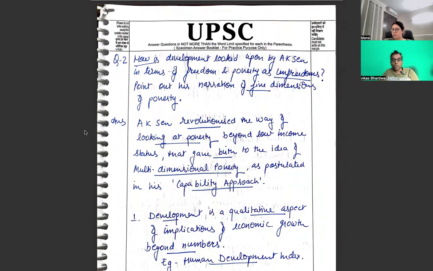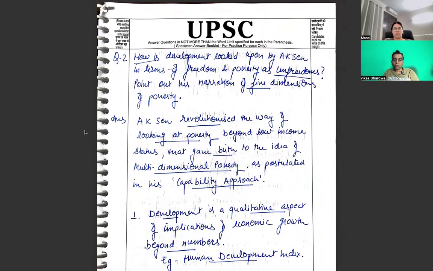Okay, let's see how development is looked upon by A.K. Sen in terms of freedom and poverty as unfreedoms. Point out his narration of five dimensions of poverty. So if one is aware of it, one can write. If one is not aware of it, one cannot write. As simple as that. That showcases that questions come up from different parts of the syllabus. We are covering all parts with time.